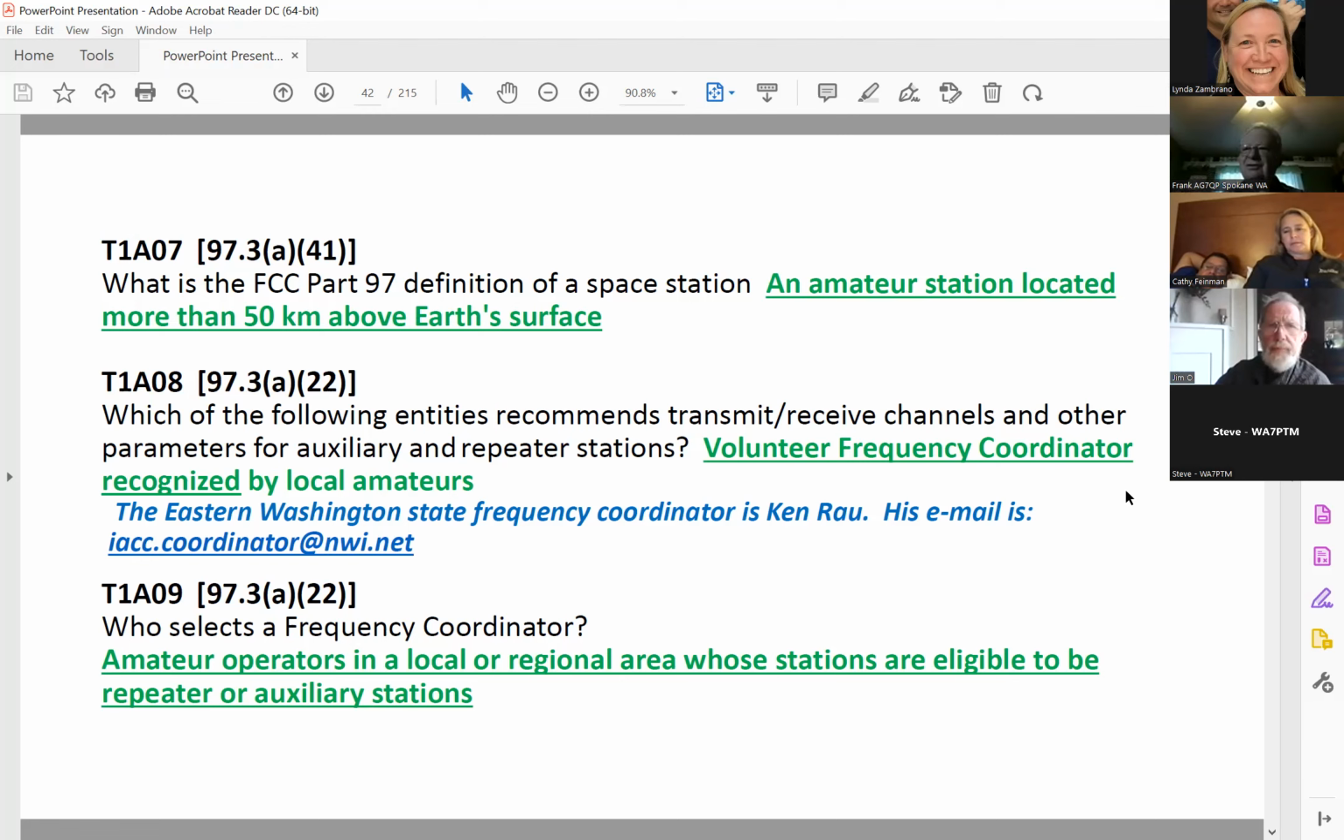It's all done voluntarily. Now, do I have to do what he tells me to do? Again, it's volunteer. No, I don't. But if I don't do what he says, I'm probably going to end up being kind of like the skunk at the picnic. No one's going to want to play with me. And who selects them? That's the next question. It's served by agreement of all the amateur operators in the area.